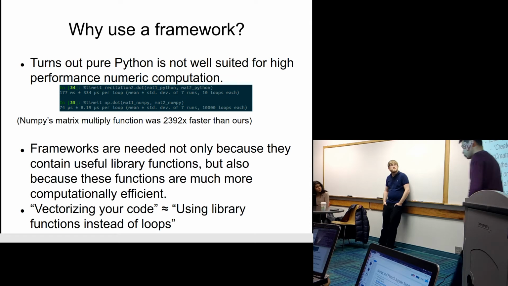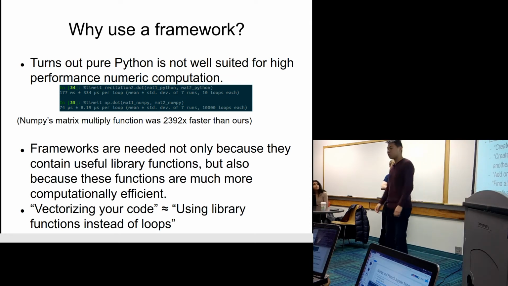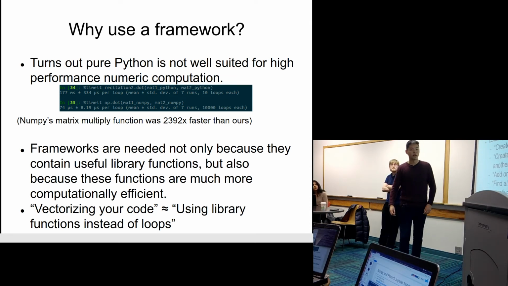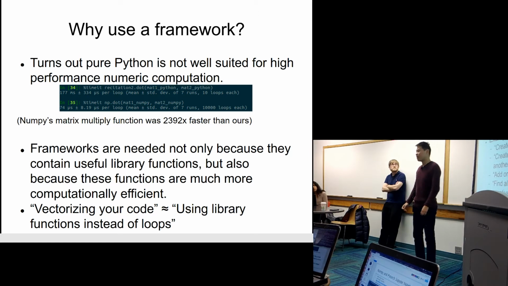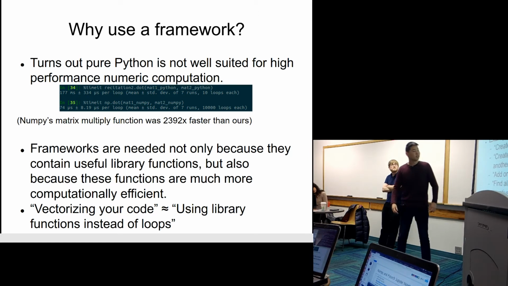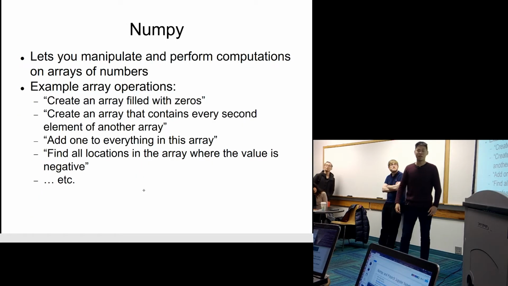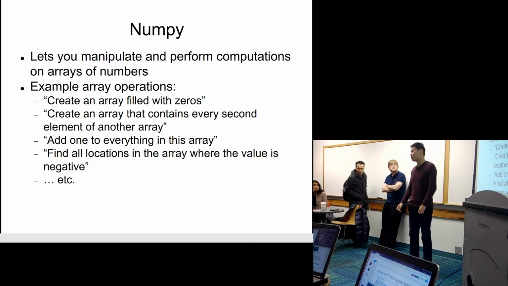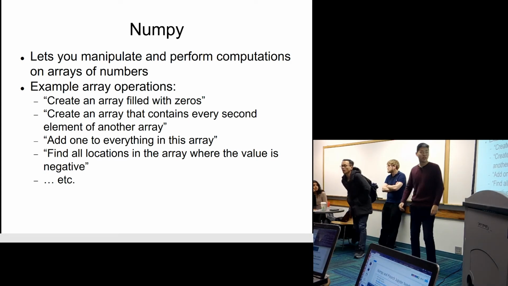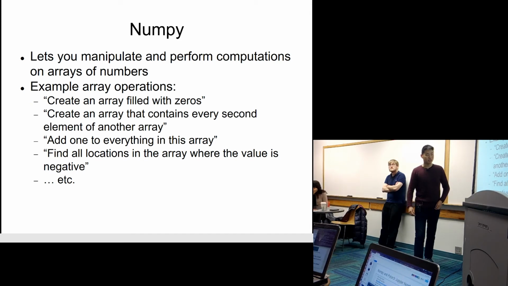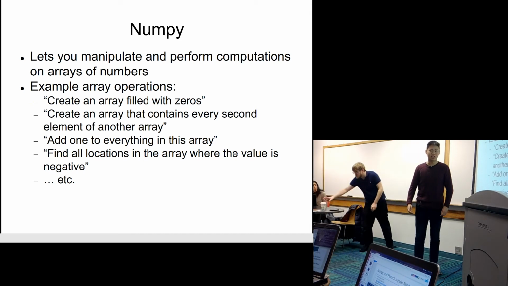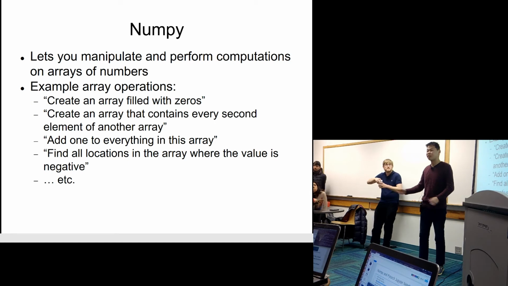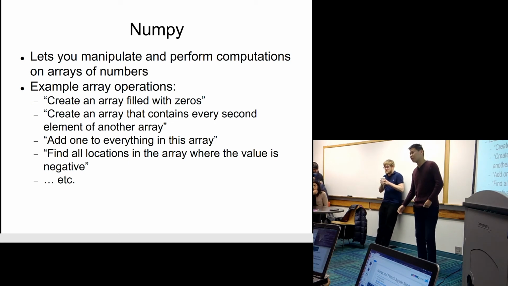So let's start with Numpy. This is basically the core of all numeric computation in Python. A lot of the other libraries are built on top of Numpy. Basically, what it does is it gives you access to arrays as you see them in other languages. They let you perform computations that apply to the entire array. For example, you can just say, create an array of zeros, and it'll automatically allocate memory, fill every element with 0, and so on.